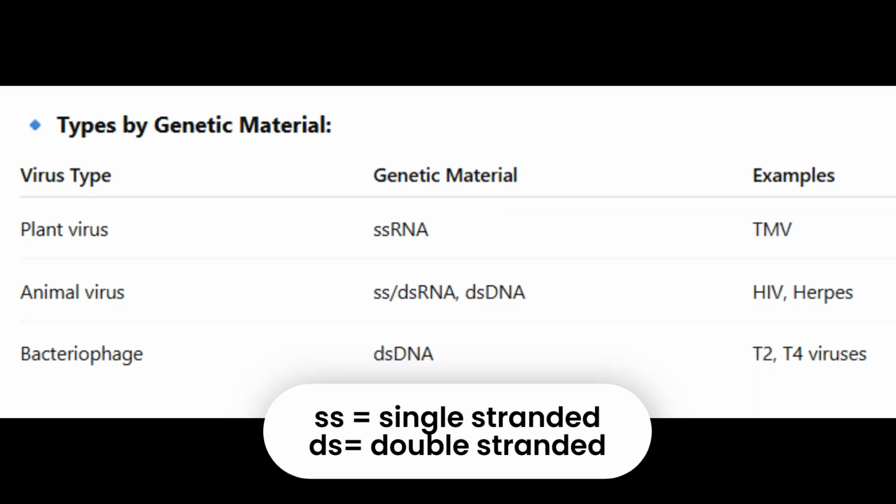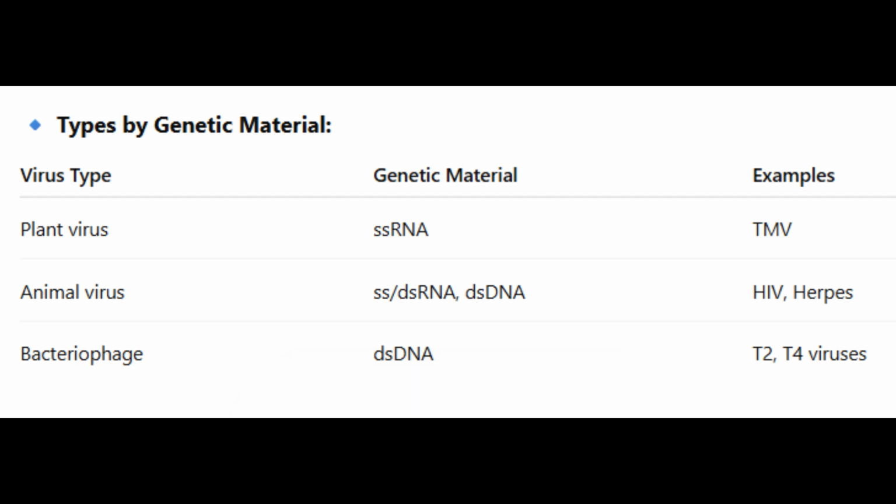Types by genetic material: virus type, genetic material, examples. Plant viruses: single-stranded RNA, as in TMV. Animal viruses: single-stranded or double-stranded RNA, or double-stranded DNA, as in HIV and herpes. Bacteriophage: double-stranded DNA, as in T2 and T4 viruses.